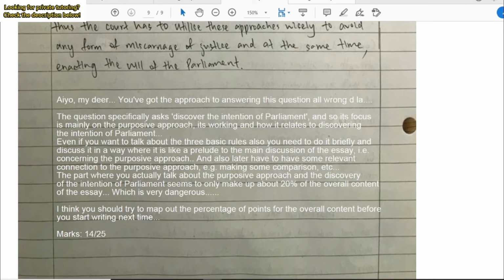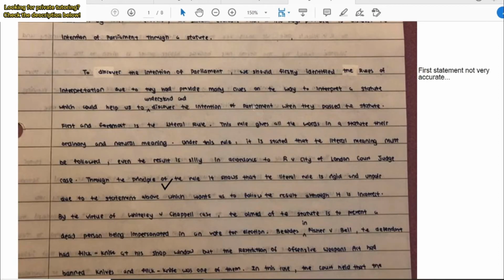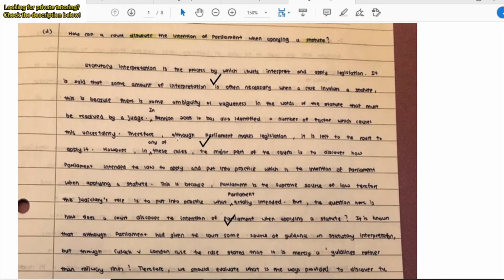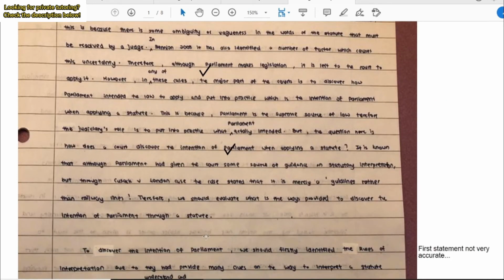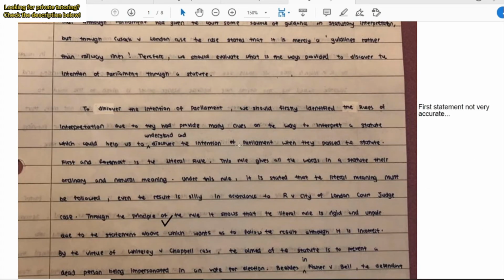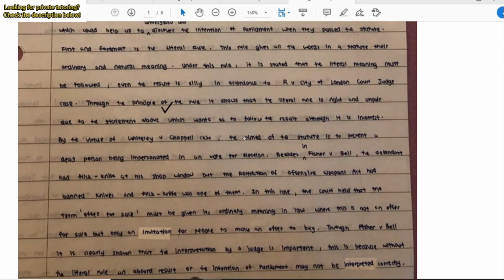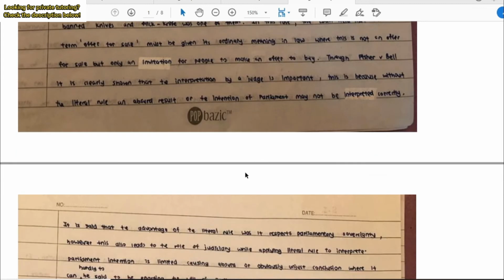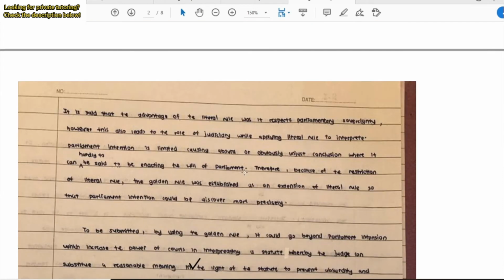Now let's look at the next one. First, same thing, the introduction, no problem there. Although, like I said, it's not very accurate, because it says that to discover the intention of Parliament, firstly they need to know the rules of interpretation. That's not very accurate. Here it's more or less the same, where you're talking about the 3 rules.